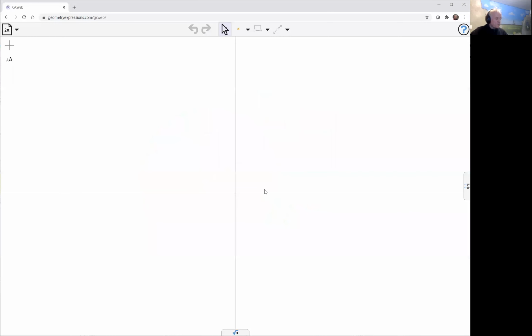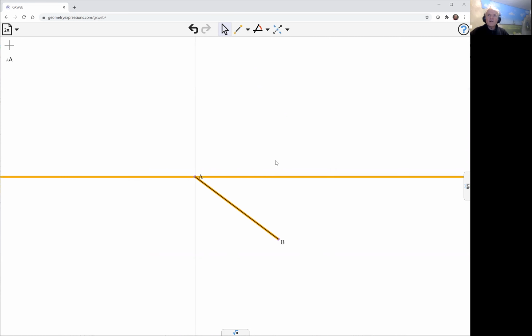Here we are with GXWeb. We're going to put one of the gear pair here. Actually, first of all, I'm going to draw the line that joins the centers of the two gear pairs. This is going to be a parameterized mechanism. There'll be a whole range of possibilities, and it'll be parameterized by the angle here, which I'll call alpha.